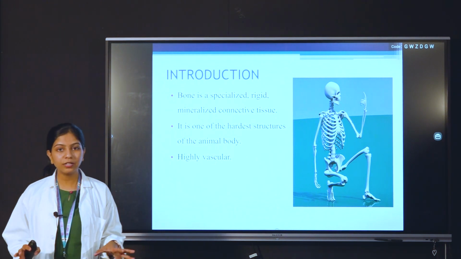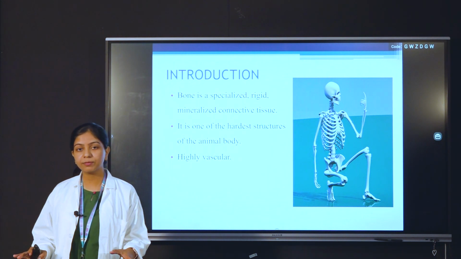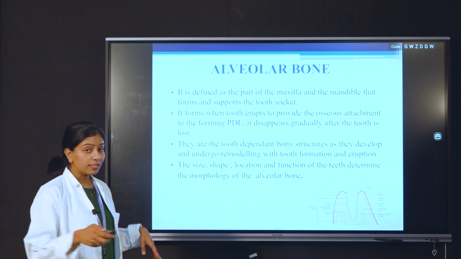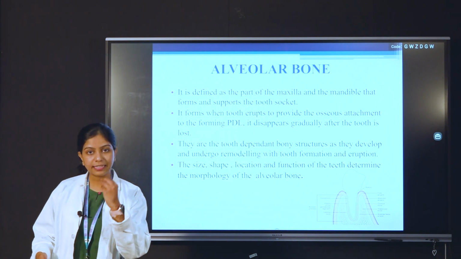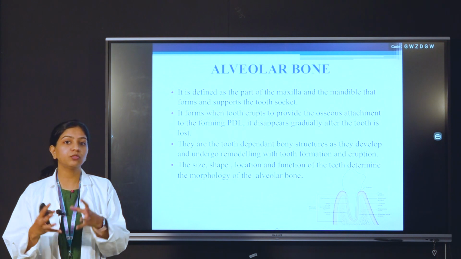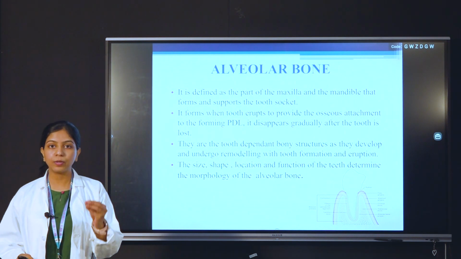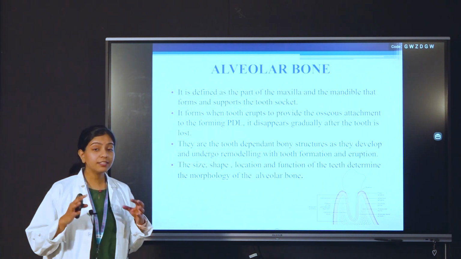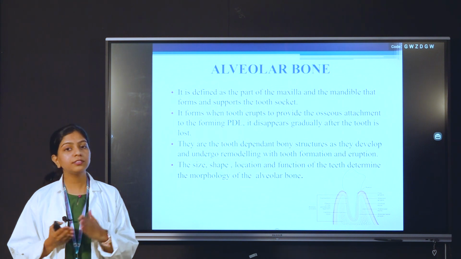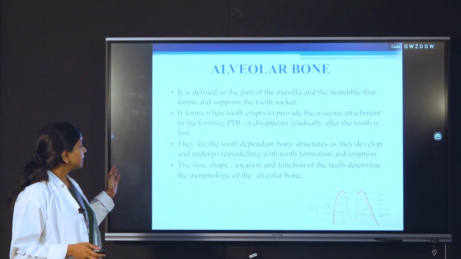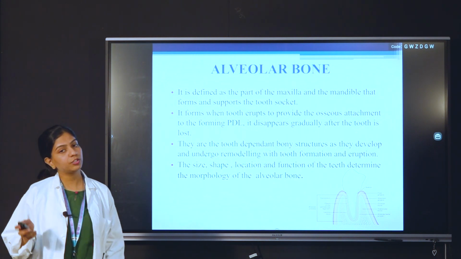So start with what is bone. Now we know that bone is a mineralized connective tissue. Okay, it is rigid, it is one of the hardest structures of the body and it is highly vascular. So what is alveolar bone? Now alveolar bone is the part of maxilla and the mandible that surrounds and forms the tooth socket. Okay, it forms when the tooth erupts and it resolves when the tooth is lost. Now because it is so dependent on the tooth structure, it is also known as tooth dependent bony structure. The size, shape, location and the function of the teeth will determine the morphology of the alveolar bone.